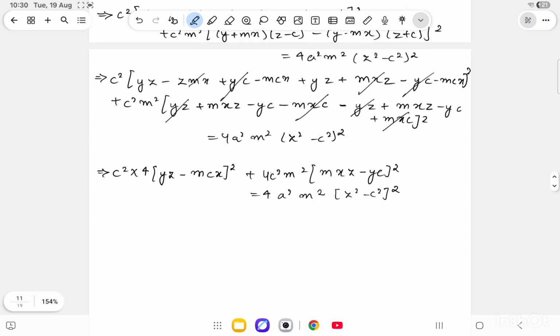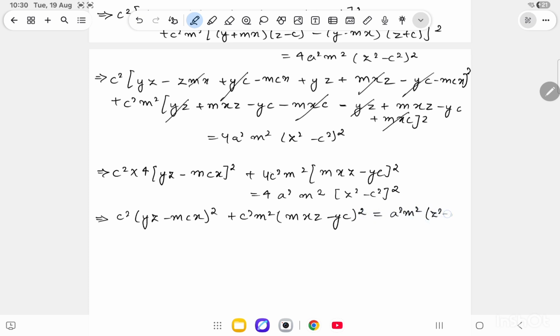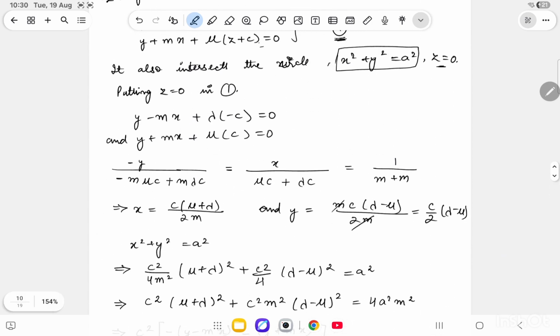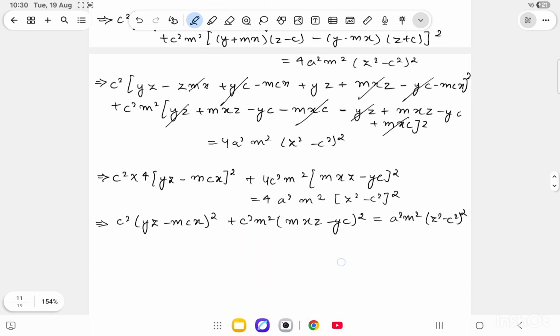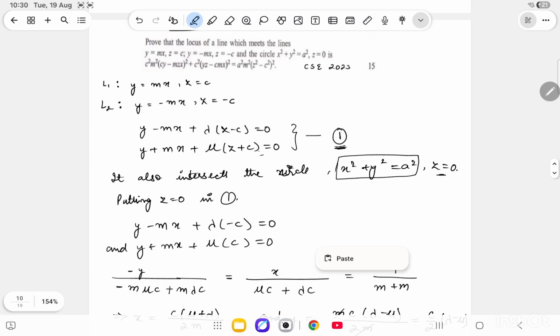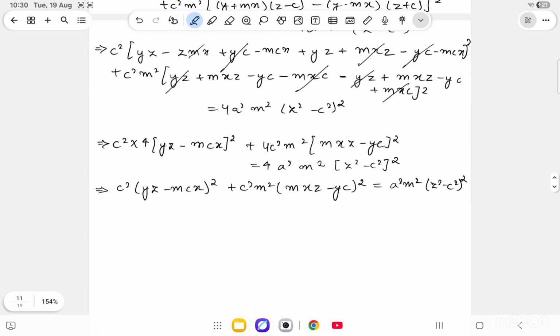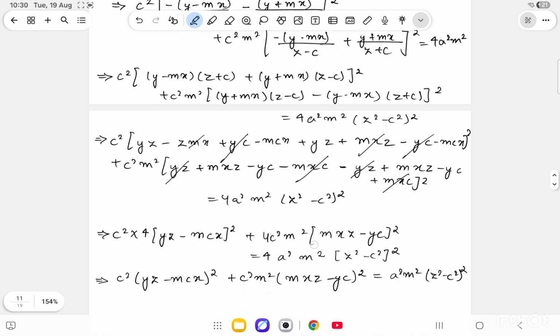Is this what we are supposed to prove? 4 also balances out, c square (yz minus mcx) whole square plus c square m square (mxz minus yc) whole square equals a square m square (z square minus c square) whole square. So we are supposed to prove c square m square (cy minus mzx) plus c square yz minus cmx equals to, yeah, this is what we are supposed to prove.